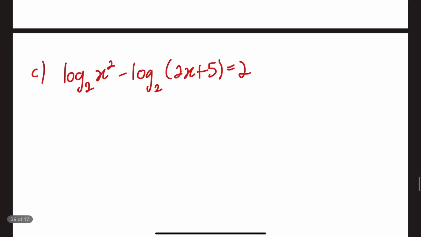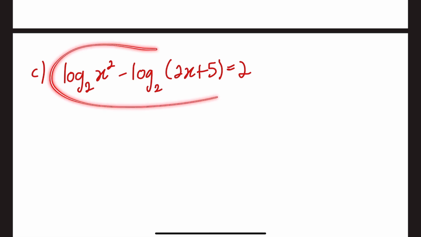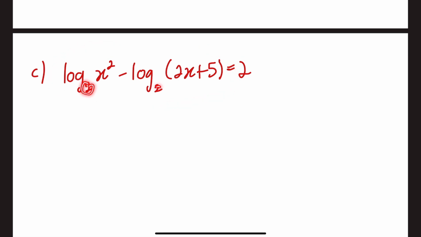Okay, so in order to solve this equation, first, maybe what I can do is combine these two log terms on the left side together. Since they have the same base, and the coefficients here are 1 and 1, I can use my quotient rule to combine these together. This will become log base 2 of x squared divided by 2x plus 5 equals 2.